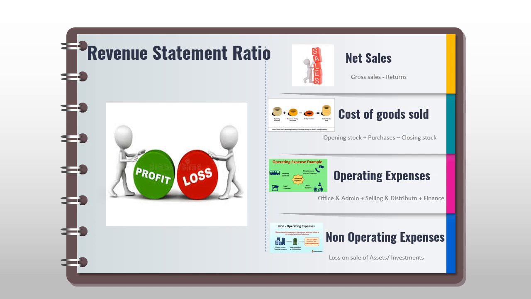There are a few more components like non-operating incomes and operating incomes, which are normally very few. So we are only focusing on a few important aspects which help to calculate these revenue statement ratios.